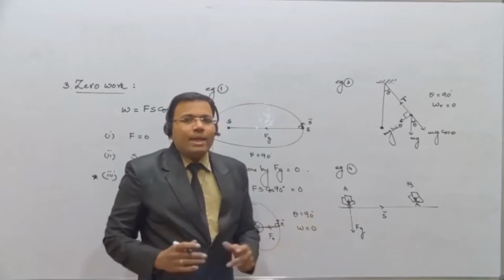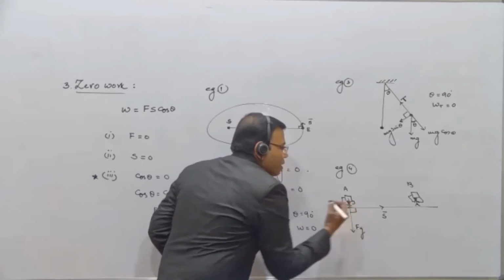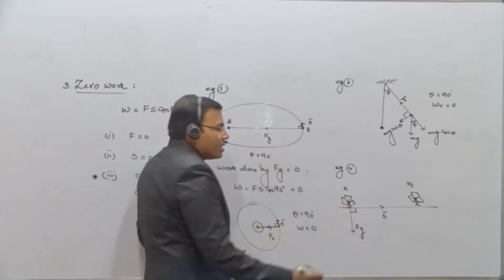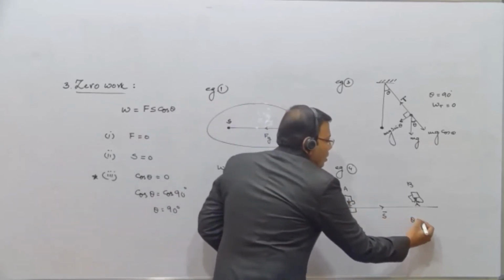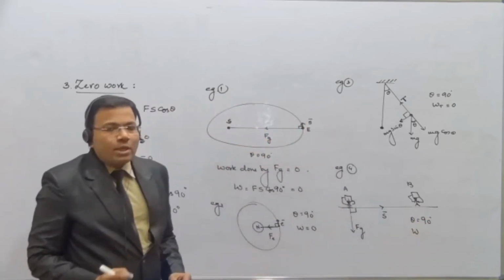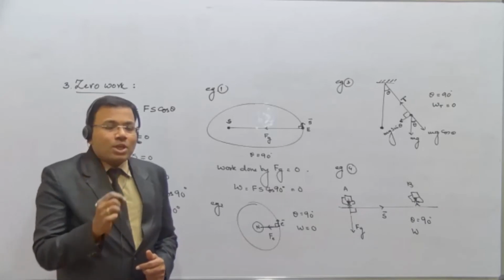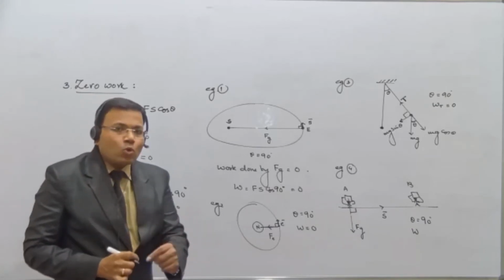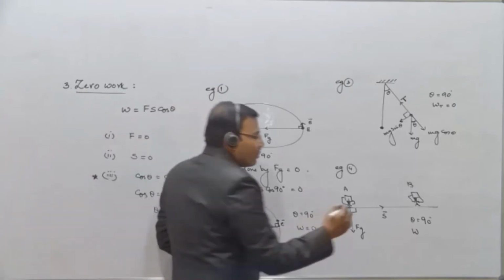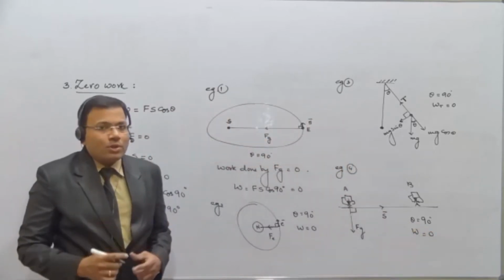So how much angle is there between these two? You can see this is exactly 90. So when theta is 90, work done by the coolie against the gravitational force, try to understand and stress on my words, work done by the coolie against the gravitational force is 0. I hope the concept is clear.